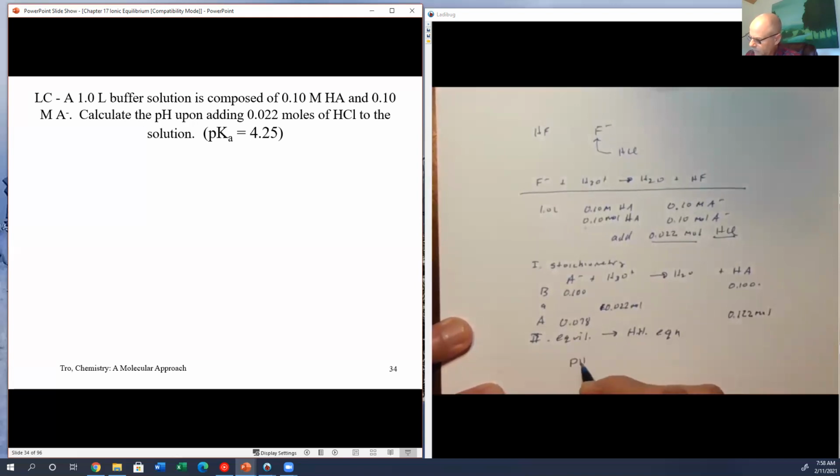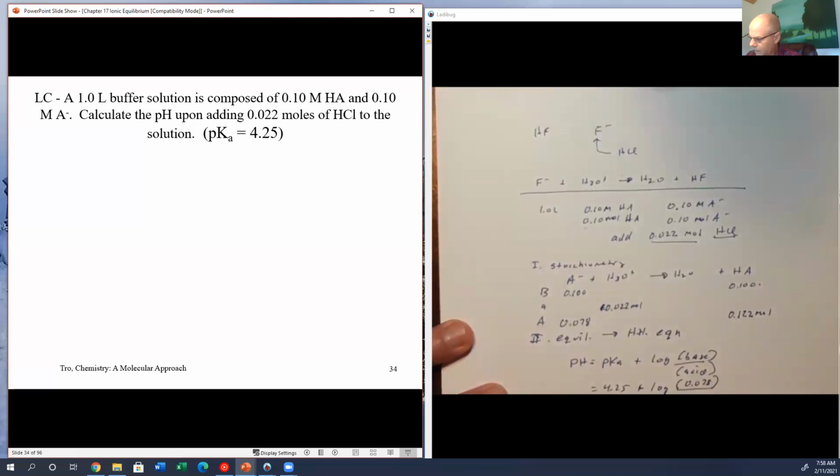So pH is equal to pKa plus the log of the concentration of the base divided by the concentration of the acid, all right? And so that's equal to 4.25 plus the log of, and again, remember here, you can use either concentration or you can use moles. Either way, it doesn't matter, because if you convert it to concentration, the volume would cancel out because it's a ratio of concentrations, right?